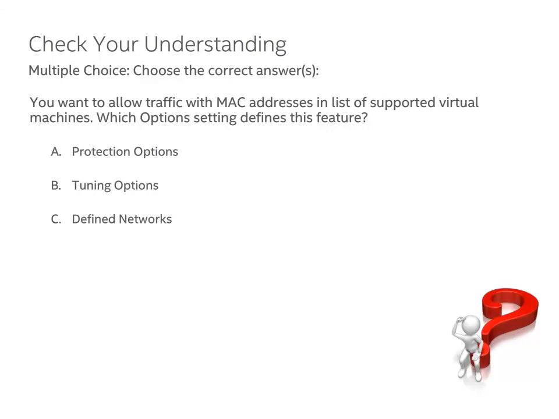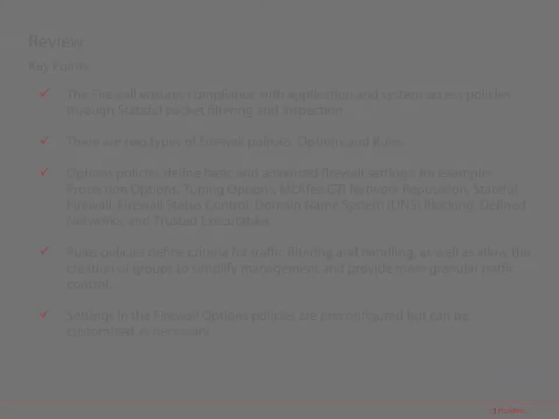Check your understanding, multiple choice. Choose the correct answer. You want to allow traffic with MAC addresses in a list of supported virtual machines. Which option setting defines this feature? Is it protection options, tuning options, or defined networks? The answer is protection options.